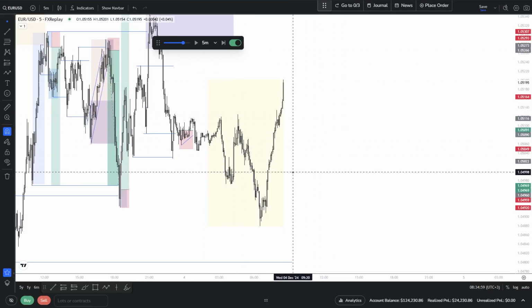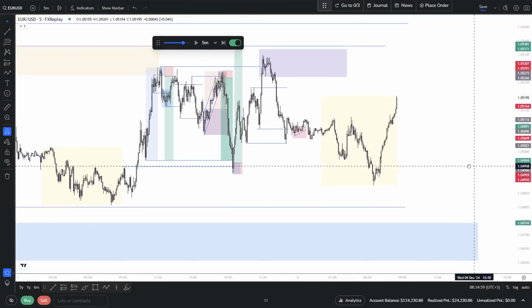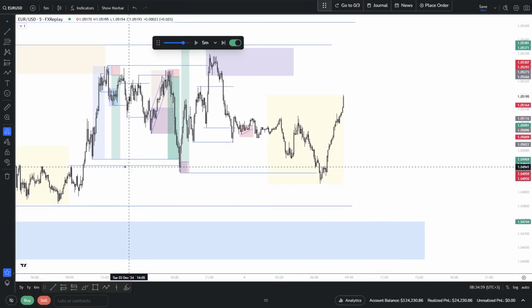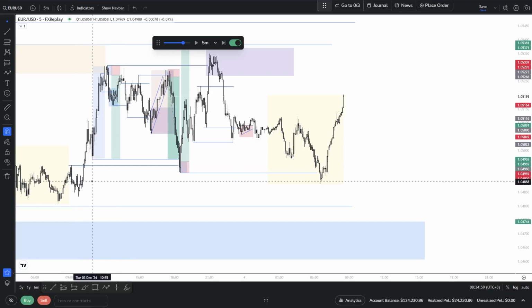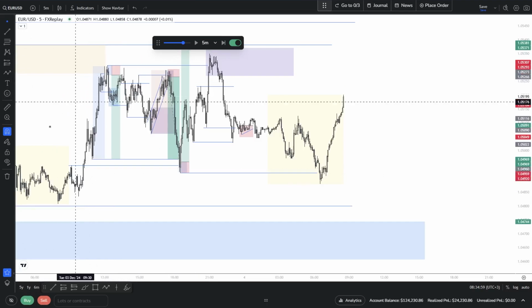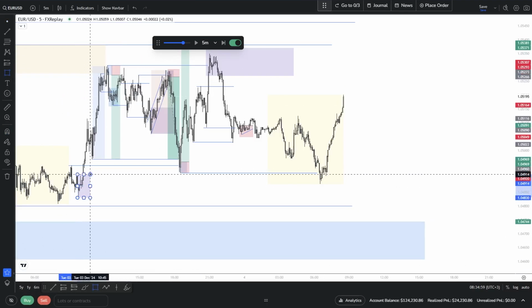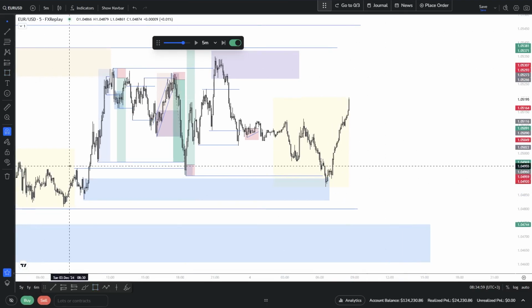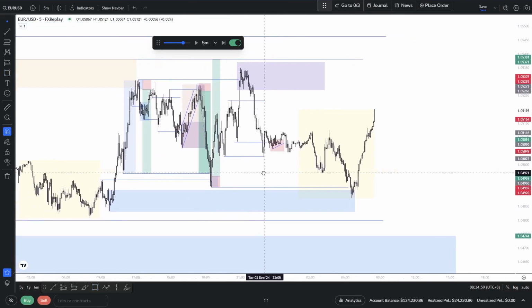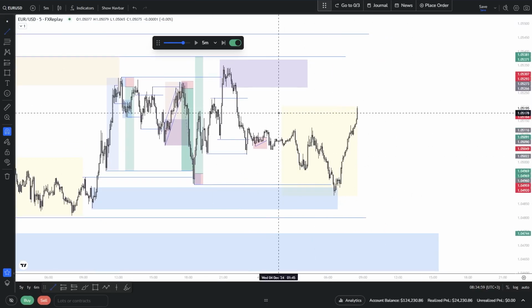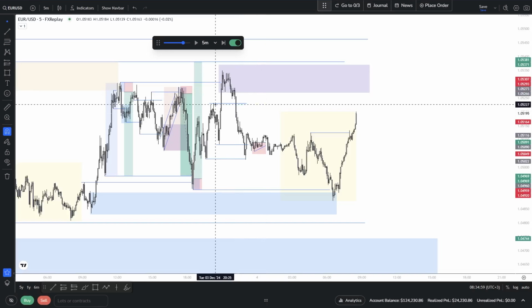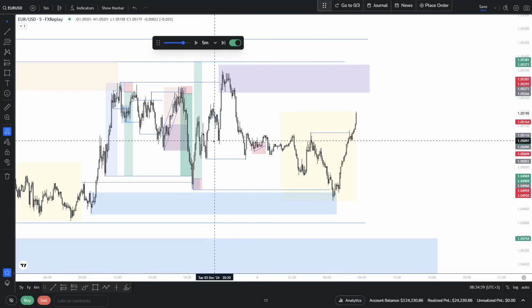Okay, Asia is pretty much over. What do we have? Inducement of this low, right? Going into there, going into this refinement. Let's just mark it up. This was the last unmitigated zone with this level of liquidity. And then we had a break of structure, your SMT. Let me delete all these unnecessary lines.